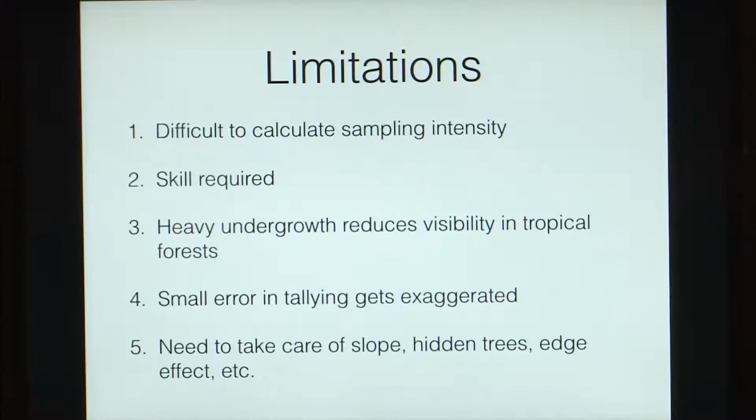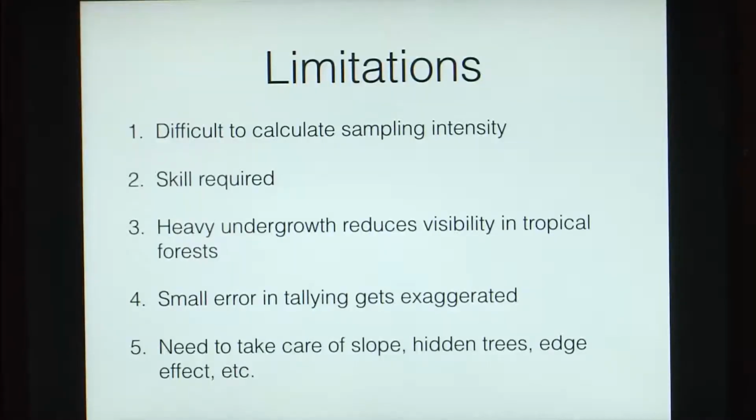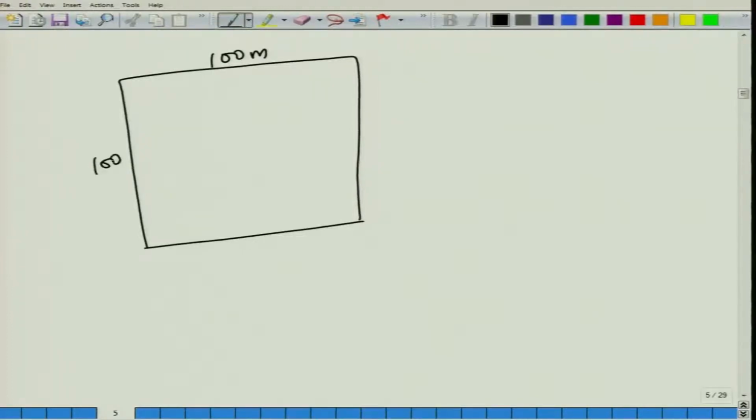So, essentially in the case of fixed area sample plots, you can even outsource it to people who do not have huge amounts of skills, because you only need to know how to set up a fixed area sample plot. So, if we wanted to set up a fixed area sample plot of say 100 meters by 100 meters, so this is a 1 hectare sample plot. How do you go about doing it?